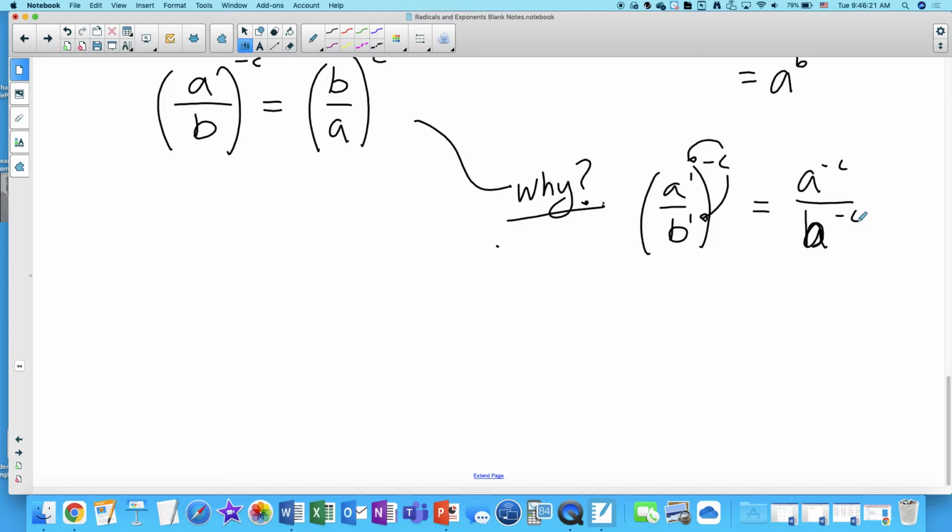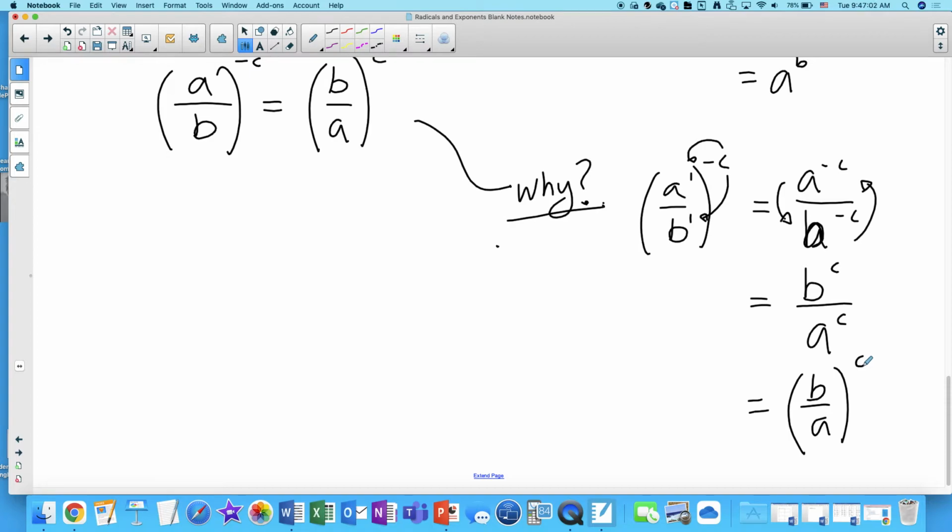Okay, so now we have two negative exponents. If you have a negative exponent in the numerator, you have to move the whole thing down and make it positive. If you have one in the denominator, you move it up and make it positive. So this is going to come down, this is going to come up. This is going to be b to the positive c over a to the positive c. And that can be written like this. Okay, so these are the two things that are happening when we go directly from here to here.